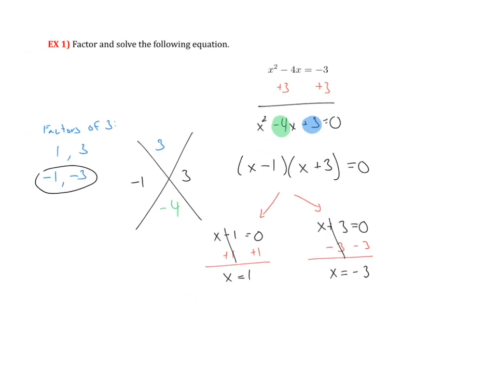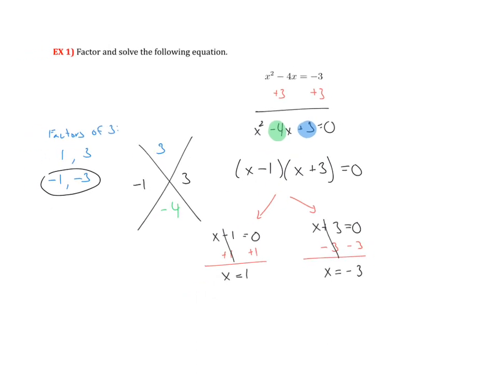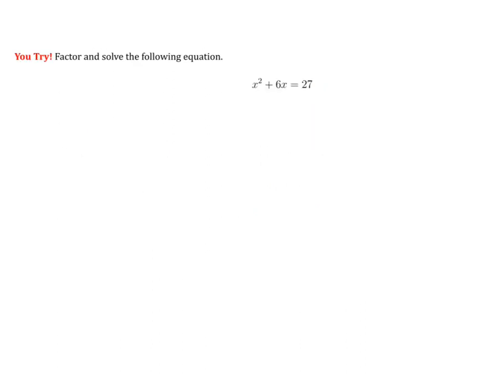So final answer for this problem here, or final solution, I should say, is that x is equal to 1 and x is also equal to -3. Again, you can double check your answers by taking these values for x and substituting them back in, and both sides of the equation should be equal no matter which value you use. All right, so go ahead and pause the video here and see if you can give this one a try on your own.